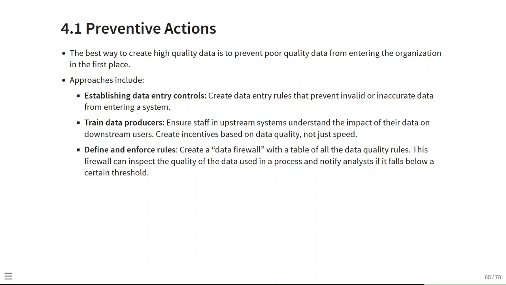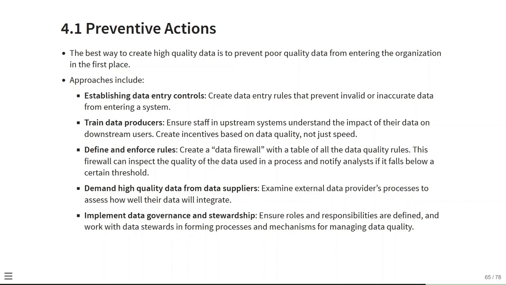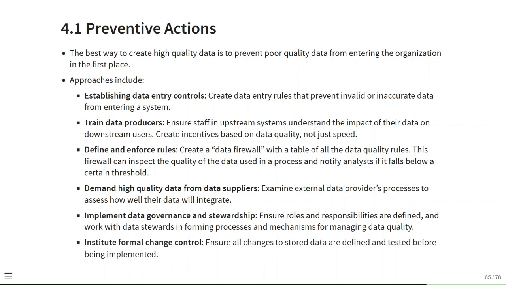Define and enforce rules. Create a data firewall with a table of all the data quality rules. This firewall can inspect the quality of the data used in a process and notify analysts if it falls below a certain threshold. Demand high-quality data from data suppliers. Examine external data providers' processes to assess how well their data will integrate. Implement data governance and stewardship. Ensure roles and responsibilities are defined and work with data stewards in forming processes and mechanisms for managing data quality. Institute formal change control. Ensure all changes to stored data are defined and tested before being implemented.